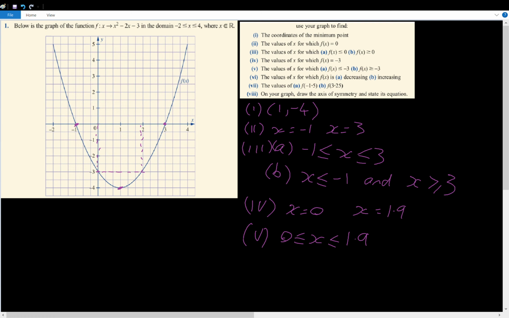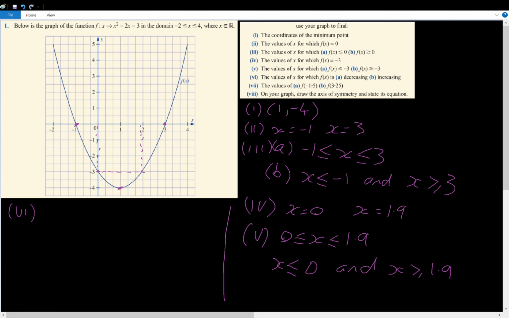And the other part of this question is when f of x is greater than or equal to minus 3, so when it's above that. So in this particular case we're going to say that x is less than or equal to 0 and x is greater than or equal to 1.9. Let's draw a line in here so we can fill in some more. We'll go to part 6 just over on the left here.